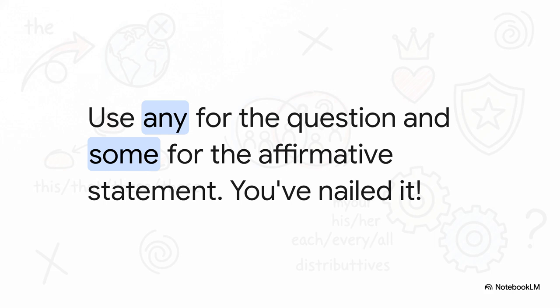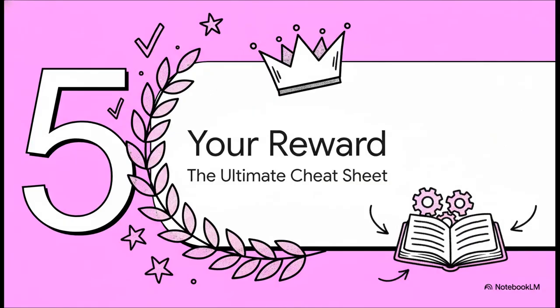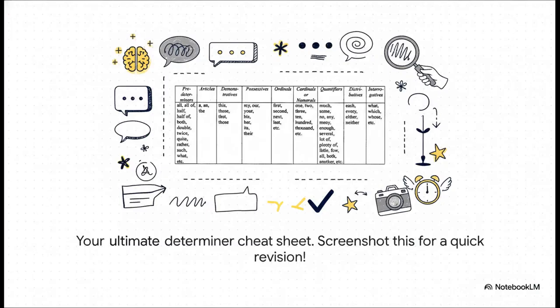You've totally nailed it. Fantastic work on that practice round. Seriously, you earned this. And as a little reward, we have a really powerful tool that's going to help you with your final revision. And here it is, your ultimate determiner cheat sheet. This one table has everything. It breaks down all the key types, from articles to quantifiers. Go on, pause right here and take a screenshot. This is basically grammar gold for that last-minute revision.